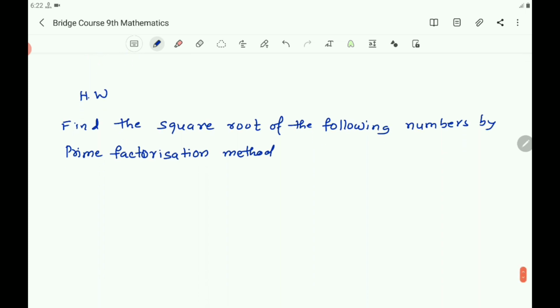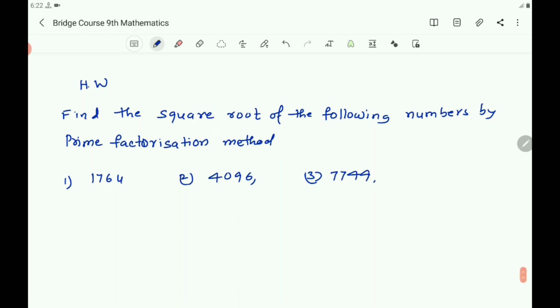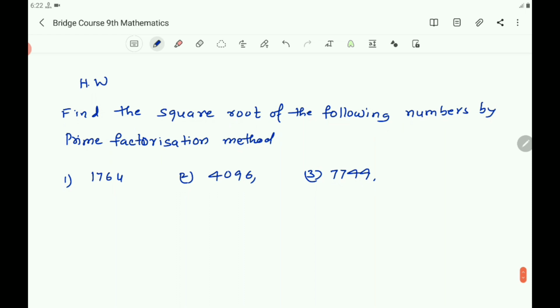The numbers you take: first one 1764, second you take 4096, then third you take 7744, and then fourth one you take 9216. Children, it is better to learn the squares from 1 to 25 and also the square roots up to 625. If you learn, you can easily solve the difficulty level questions.